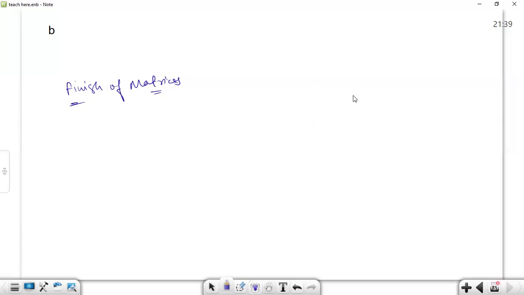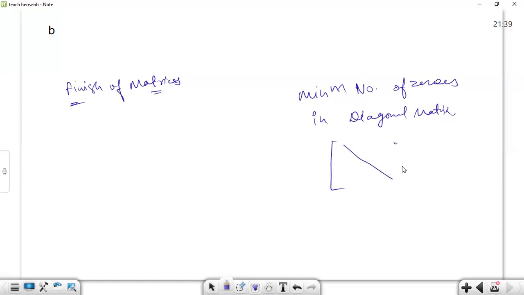Okay. So I guess we have already discussed how many minimum number of zeros there are in a diagonal matrix. We have, right? There will be n number of diagonal elements. Total number of elements will be n square, right? So n square minus n will be the minimum number of zeros. We have already discussed, I guess. Does anyone remember?